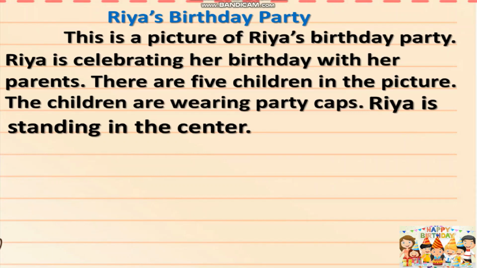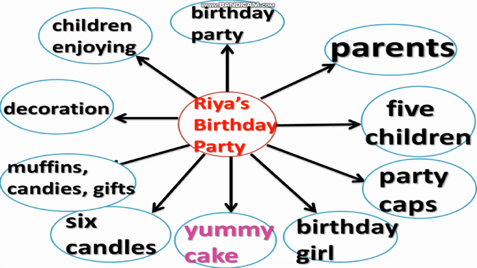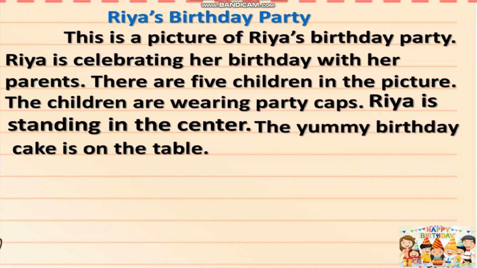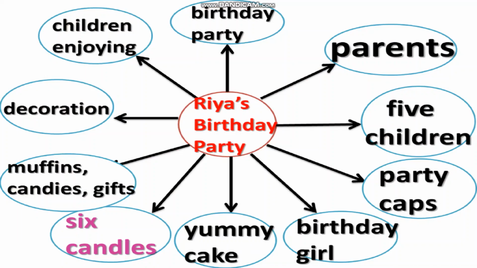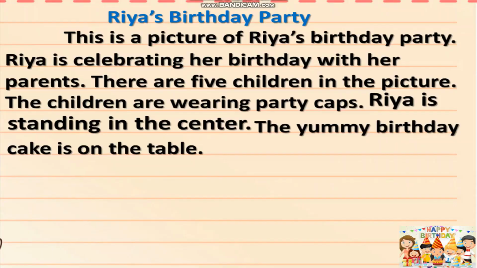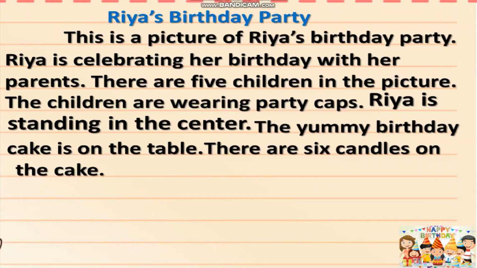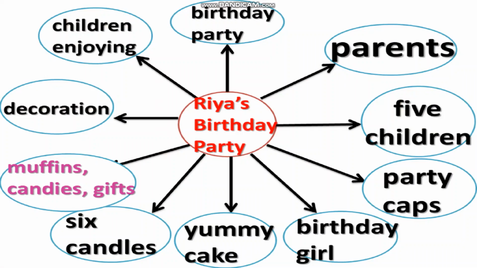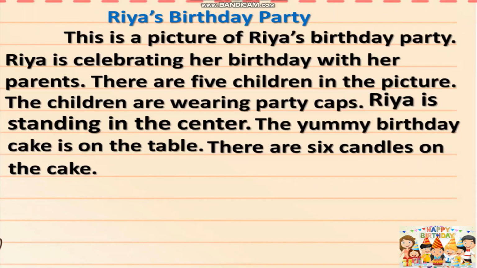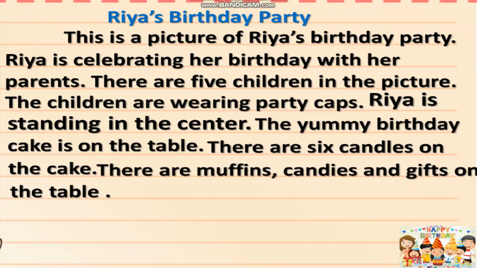Rhea is standing in the center. Yummy cake. The yummy birthday cake is on the table. 6 candles. There are 6 candles on the cake. Muffins, candies, gifts. There are muffins, candies, and gifts on the table.